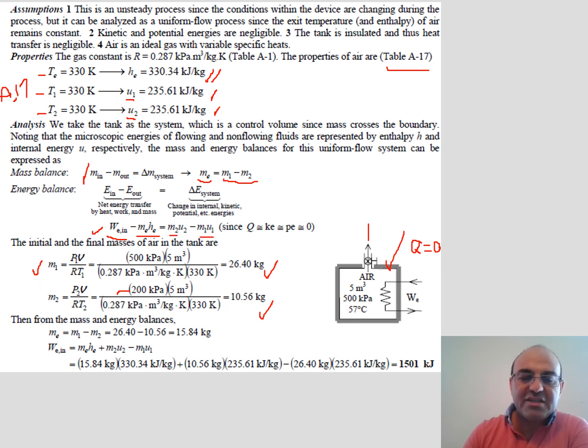Kinetic and potential energy is negligible. So m2 is known, m1 is known, we just found them down here, and u2 and u1 are also known from the air table up here. So if we plug in, therefore we can find the unknown in this equation, which is the electric energy. We can find the unknown in this process, electric energy. So the second part of the problem is to find the entropy generation during this process.